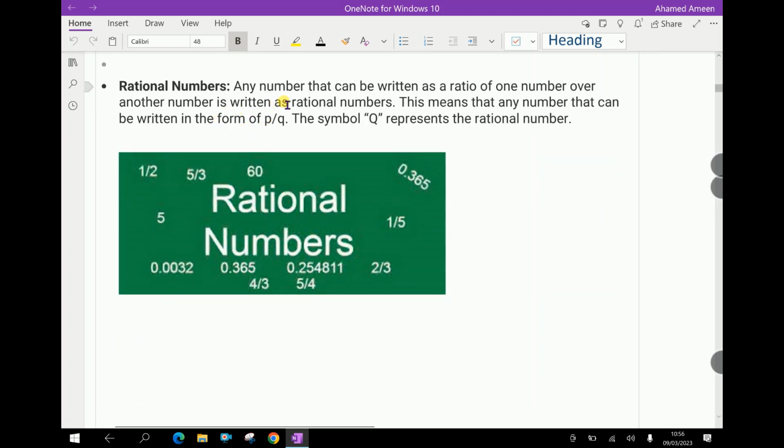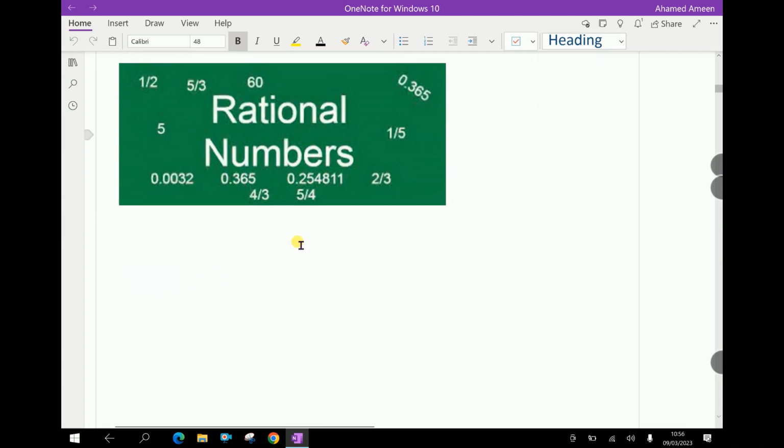Rational numbers. Any number that can be written as a ratio of one number over another number is called a rational number. This means that any number that can be written in the form p over q is called a rational number. Q equals p over q. Here this is a rational number. For examples, like half, 5 by 3, 60, 0.365, these are rational numbers.